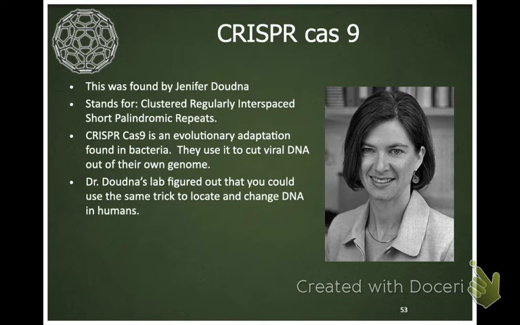Dr. Doudna's lab figured out that you could use the same trick to locate and change DNA in humans. So that's her big breakthrough. She took something that was naturally occurring in bacteria and figured out how to use it in humans. It was her and a French scientist whose name I can't remember, but it was the first Nobel Prize that was awarded to all women, in case you care.